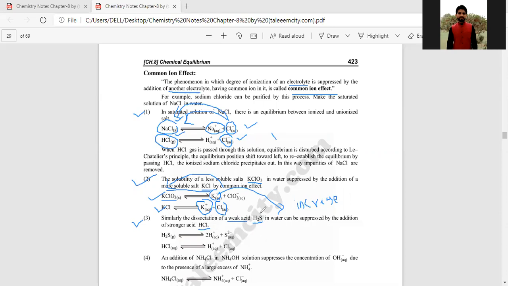We want to react our salt with H2S, but H2S itself dissociates into its ions, and we don't want its dissociation. So we have to suppress its dissociation. How can we suppress its dissociation? We can suppress its dissociation by adding HCl. HCl is used just to suppress the dissociation of H2S.